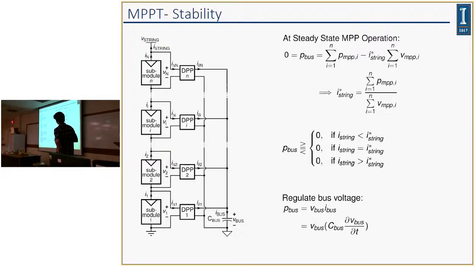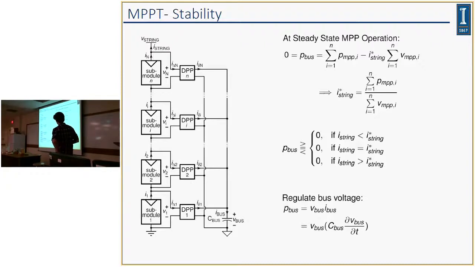So this little conditional block shows how P-bus is affected by the present string current in relation to this maximum power point string current, or I string star. Whenever I string is equal to that particular current, you have 0 power injection onto the bus. Whenever I string is less than that current, you have positive power injection, and conversely, you have negative power injection, or you can say the net power is absorbing power from the bus whenever I string is greater than this particular string current.